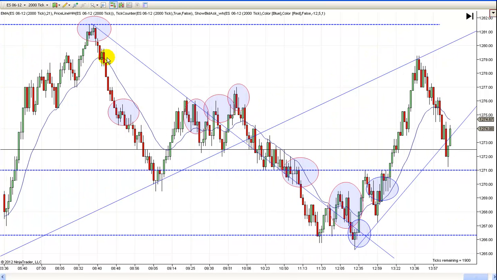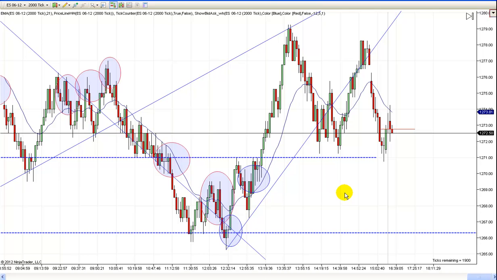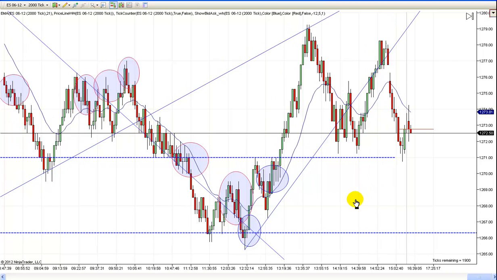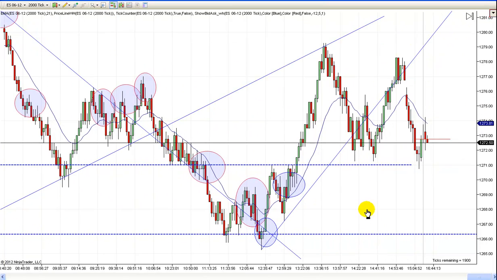Just like when you saw this big leg down, you should be thinking there's a good chance we're going to get another leg down like that, and there it is right there. And so just something to be thinking about. Don't trade based on that, but if you're thinking about that and you see the setup to enter the trade, then that just reinforces it.